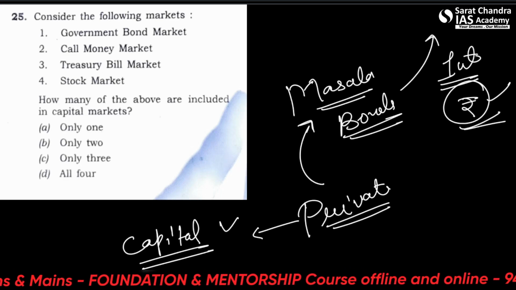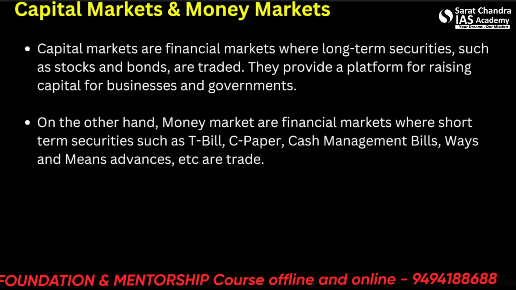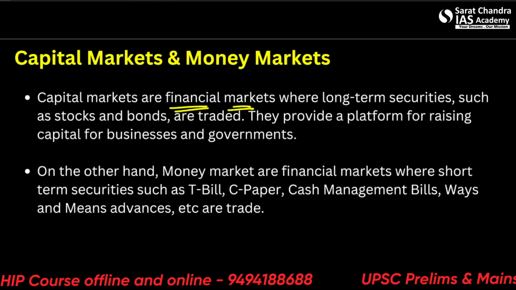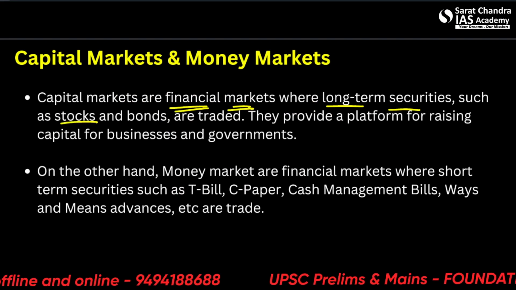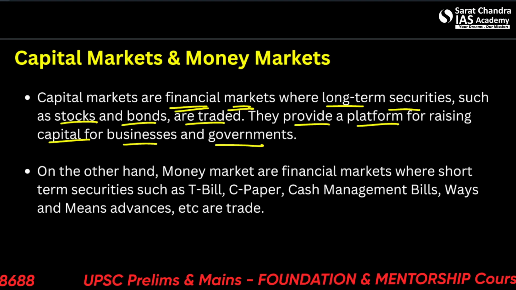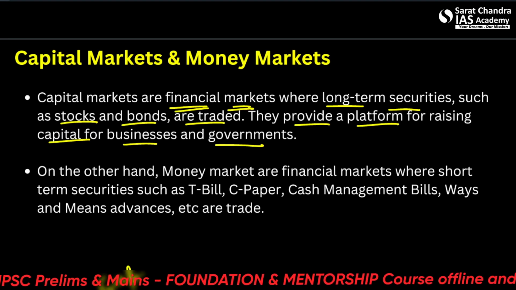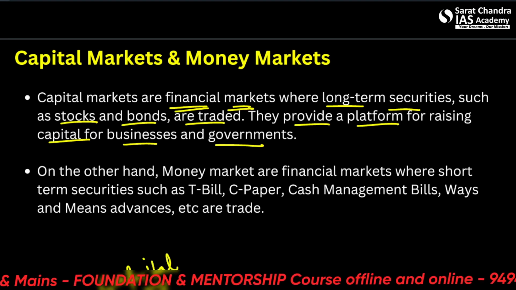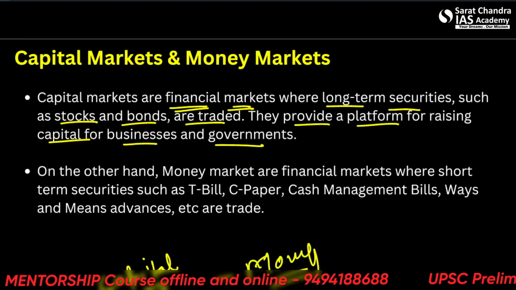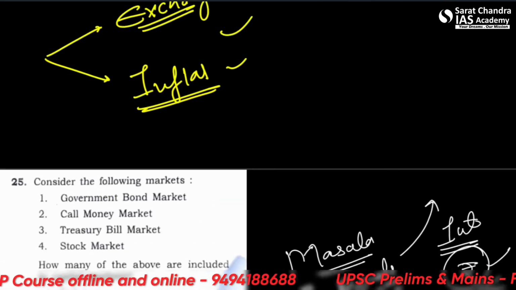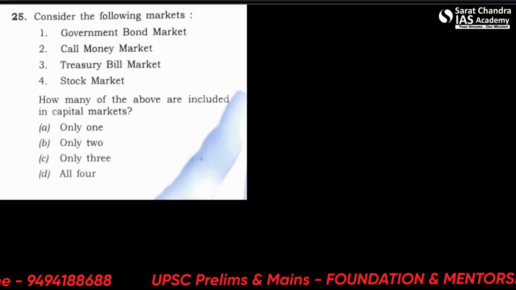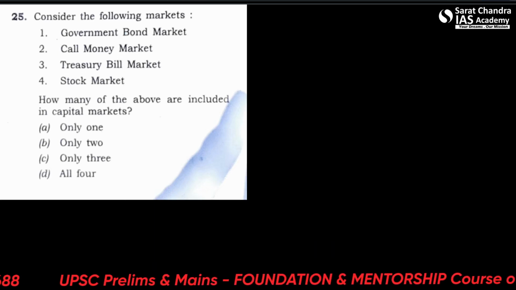Let's now come back to the capital and money markets. Capital markets are financial markets where long-term securities such as stocks and bonds are traded. They provide a platform for raising capital for businesses and governments. So what is capital, and how is it different from money? Capital is essentially money only, nothing very different.